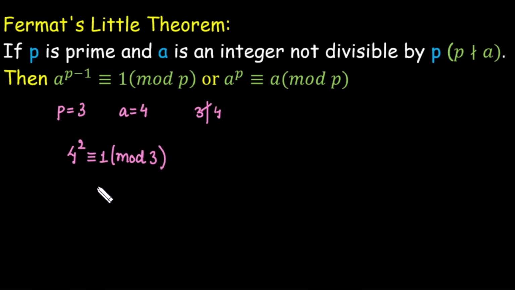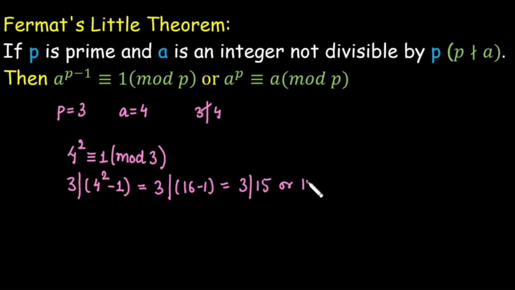By the definition of congruence, does 3 divide 4 squared minus 1? That is, does 3 divide 16 minus 1? That is, does 3 divide 15? Or we can say, is 15 by 3 exactly divisible? Yes. It means this is true.